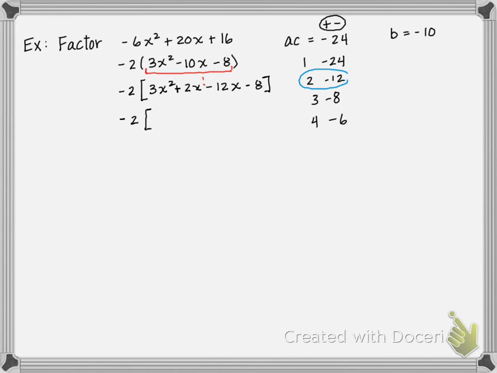So my first group, I can factor out an x. I get 3x plus 2. There's subtraction between my groups, and then 12 and 8 have a common factor of 4. So I'm really factoring out a -4, which leaves me with 3x plus 2. And so our final answer is -2 times 3x plus 2 times x minus 4.